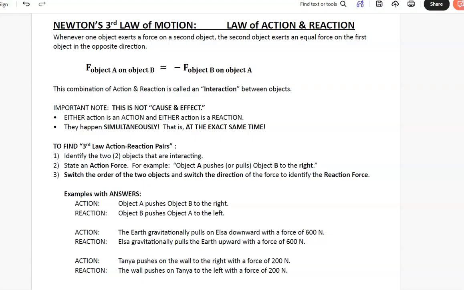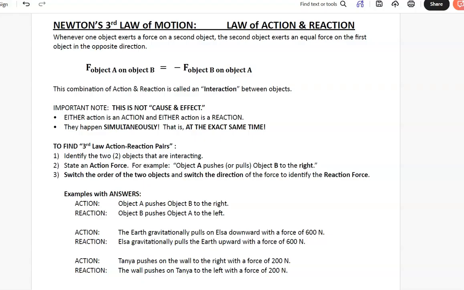Doesn't matter which one you state first. Object A is pushing on object B to the right. You have to include a direction. Make sure you include a direction. All you have to do is switch the two objects and switch the direction.